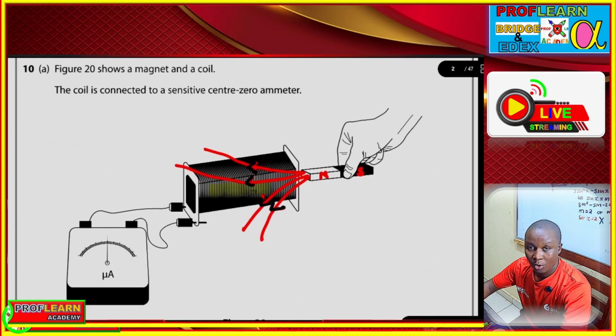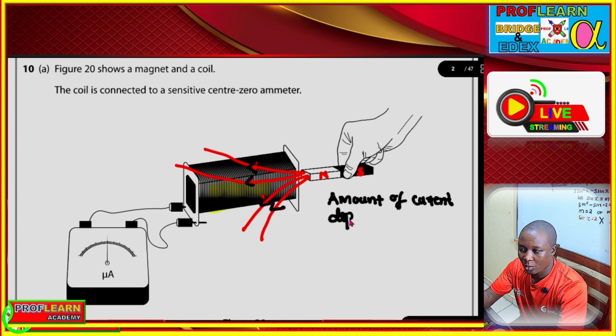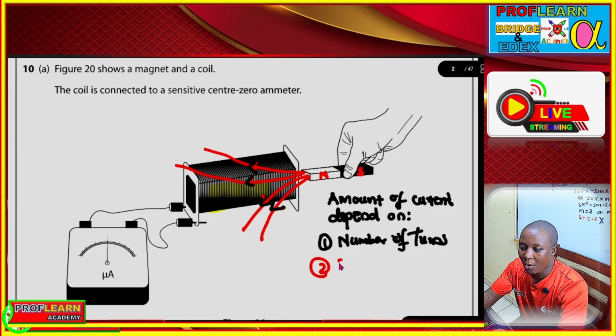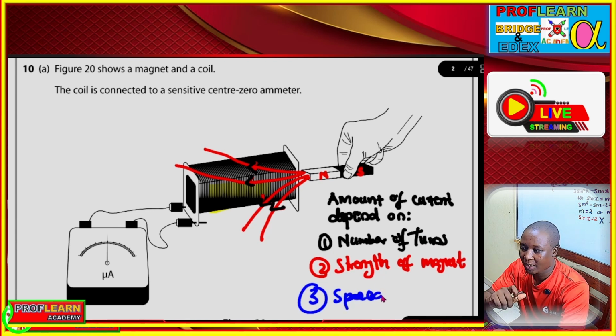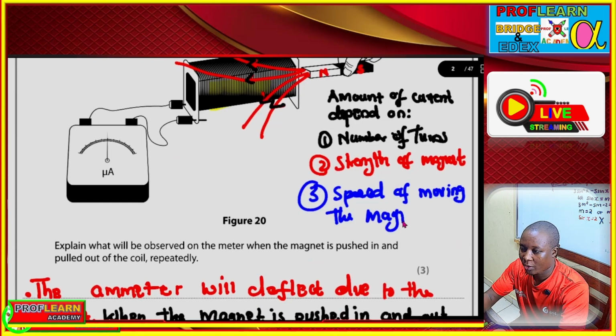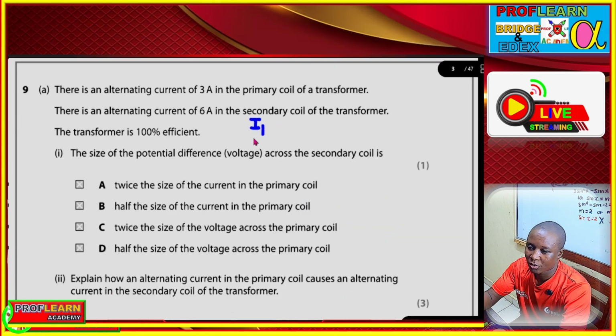And I need also to mention, suppose they ask you how you can increase the amount of current induced. To increase the amount of current, there are a few things we can do. Number one is using more turns, or using a stronger magnet, or you can also increase the speed at which you are moving the magnet in and out of the coil. That's basically what we're going to do.